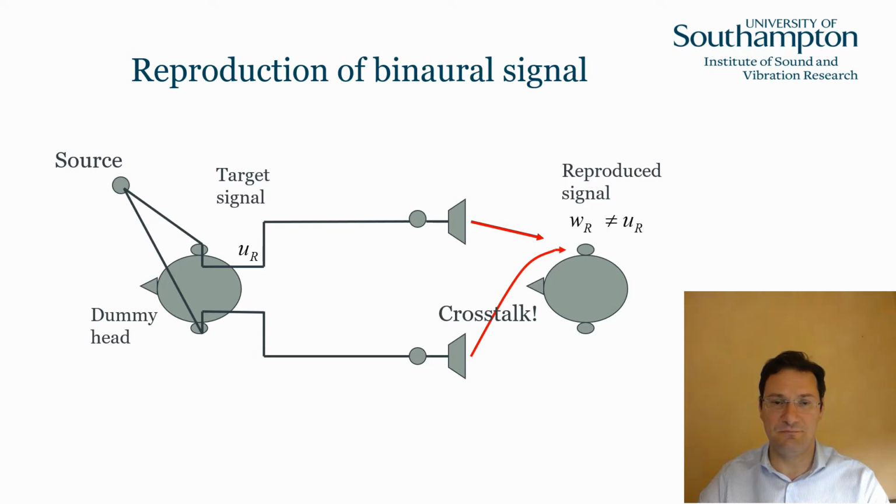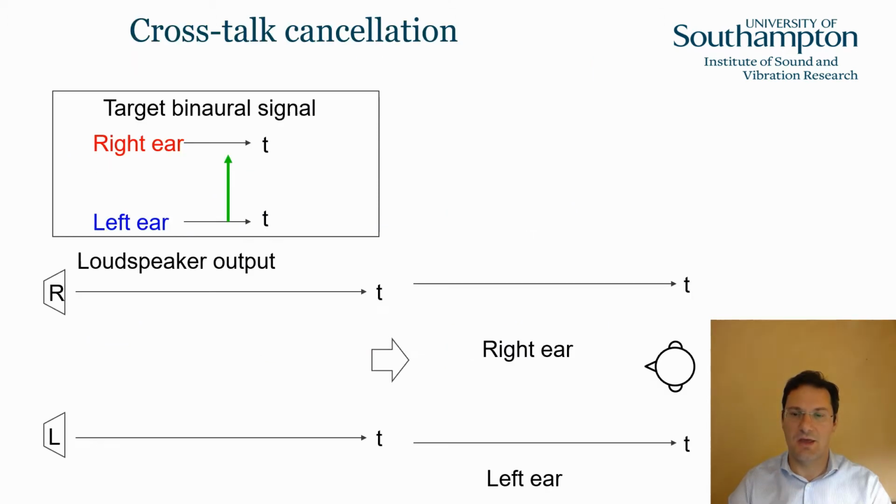However, the signal intended for the left ear is not going to be delivered only to the left ear, but also to the right ear. This phenomenon is called crosstalk, and the objective of crosstalk cancellation is indeed to cancel this crosstalk. As a consequence of that, the right ear signal at the listener's ear, WR, is going to be different from UR, the intended binaural signal. So what can we do to cancel crosstalk?